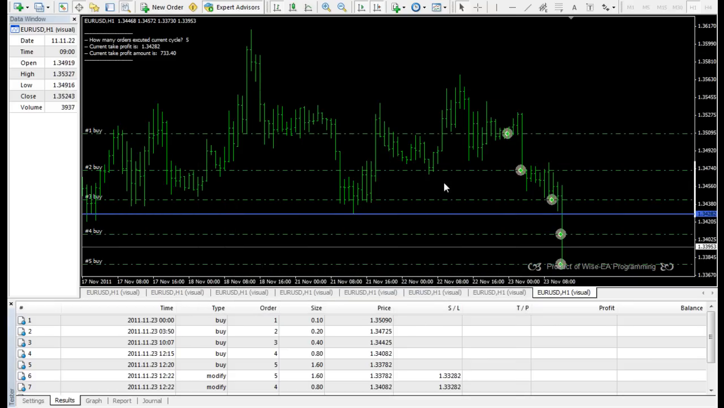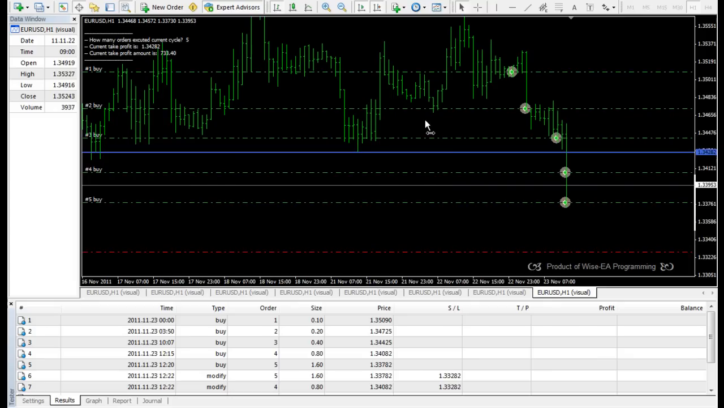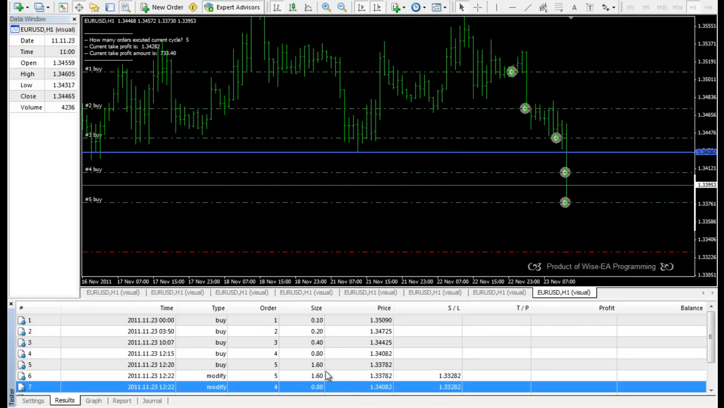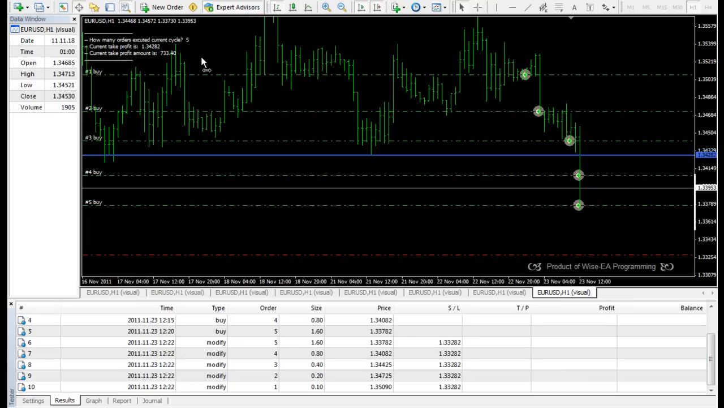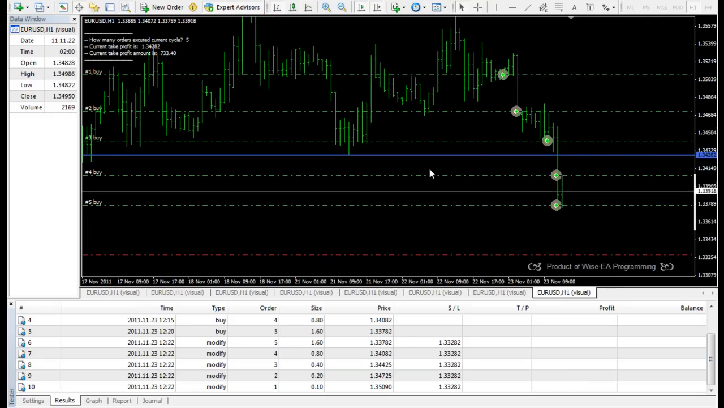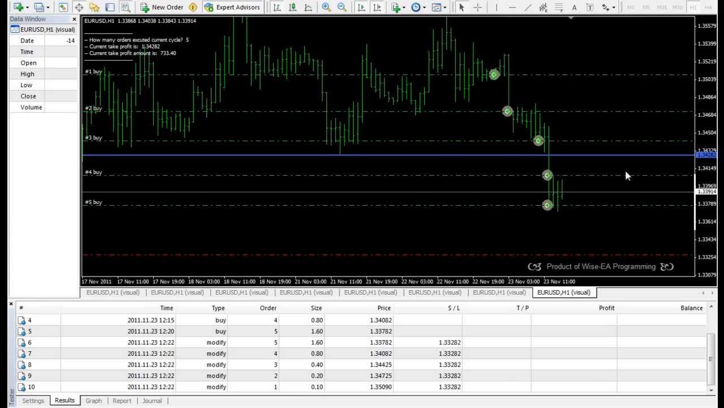Now, one thing that is different: after 5 trades, suddenly I have a hard stop loss. See, every trade here is modified with the stop loss. If price keeps going down here, everything will be closed. And now you can see my profit is 738 if I don't move it. Now, if price does go here, everything will be closed, and I will have a profit of 733 here.